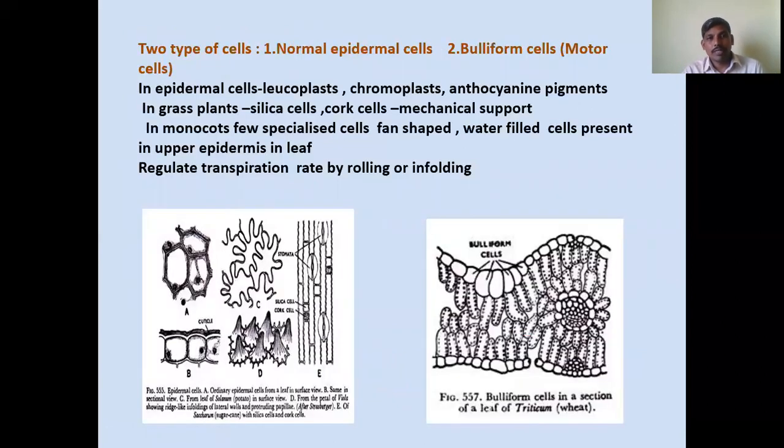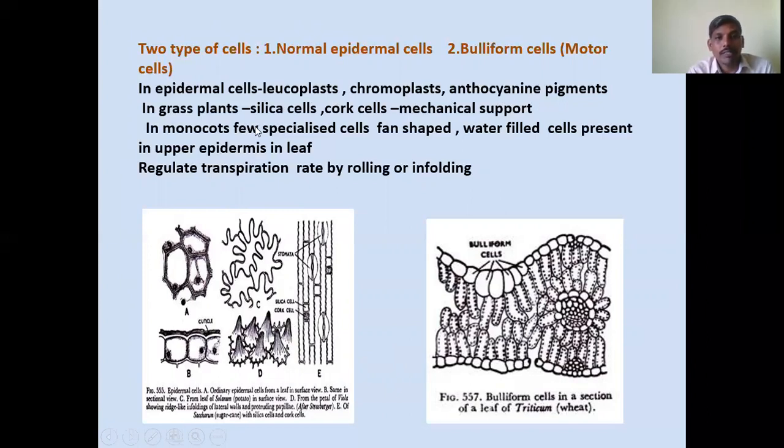In the epidermis layer, two types of cells are present. One is normal epidermal cells, another one is bulliform cells or motor cells. Normal epidermal cells are living cells and parenchymatous in form. In these cells, a prominent nucleus, vacuolated protoplasm and other cell organelles are present. Along with the cell organelles, leucoplasts or chromoplasts and anthocyanin pigments are also present. So that's why they appear in color.